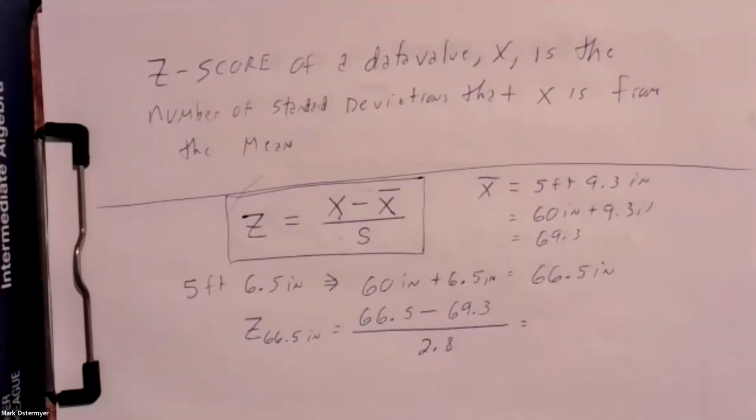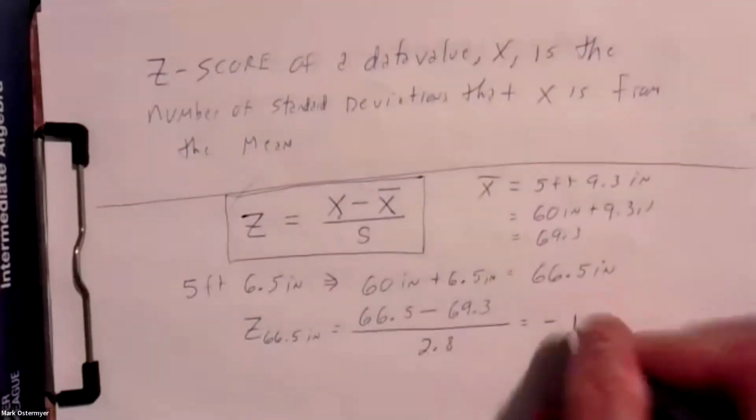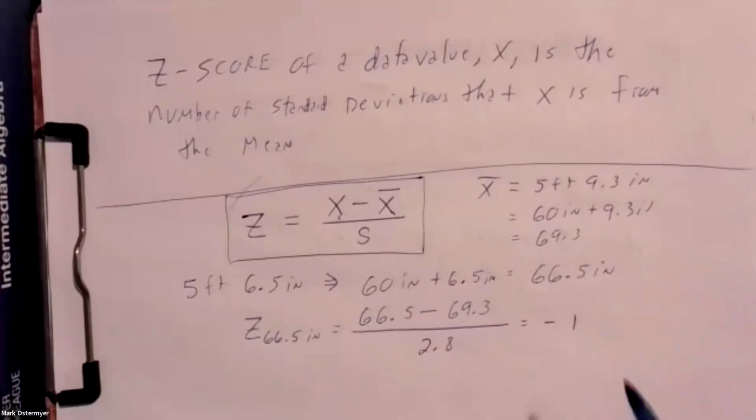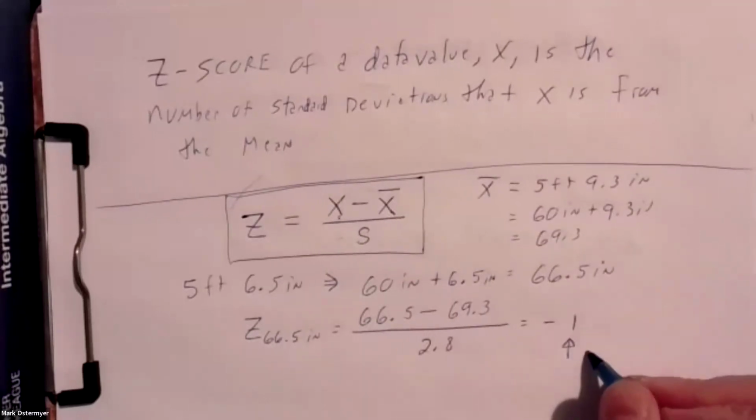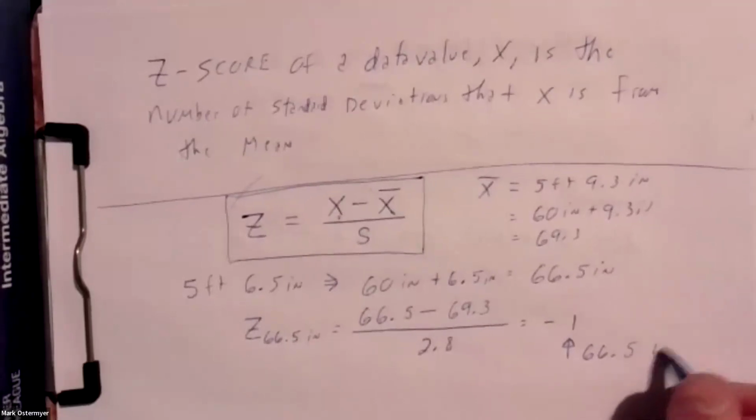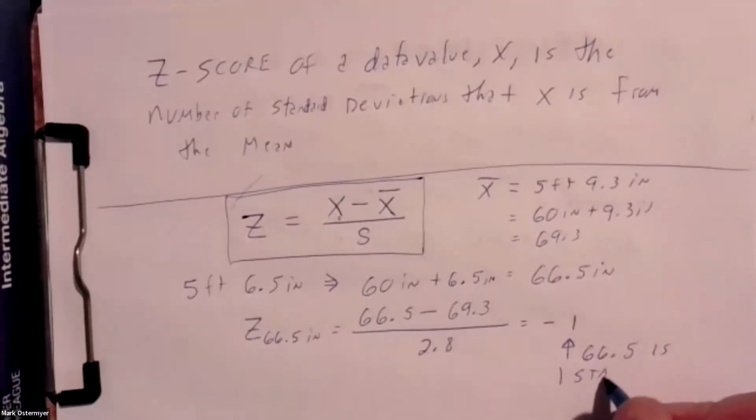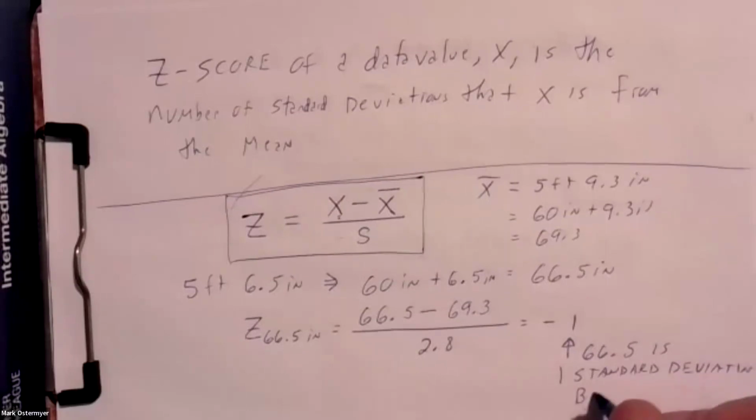So let's do that. I get -1. So how do we interpret this z-score of -1? It's saying that 66.5 is one standard deviation below the mean.